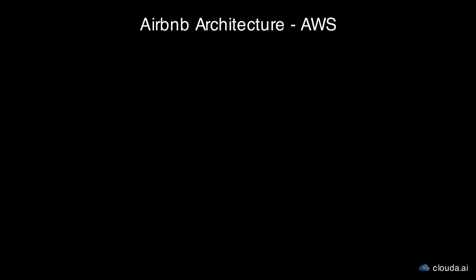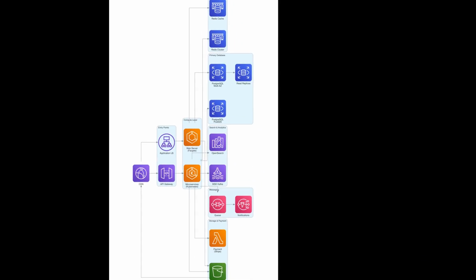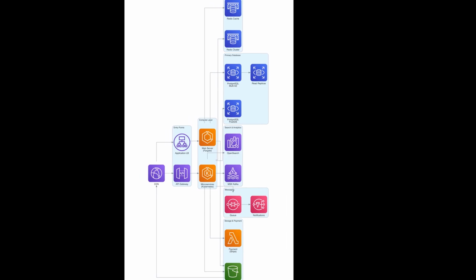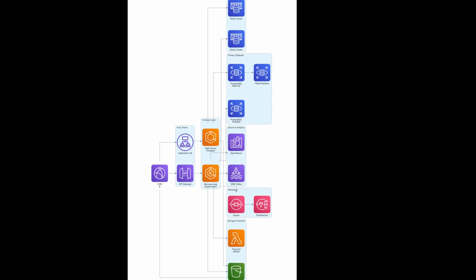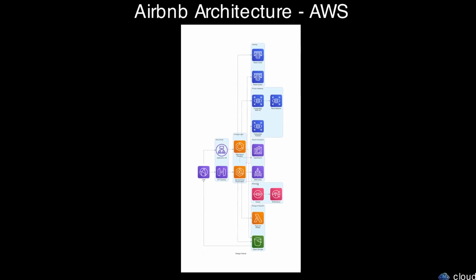Let's explore how to build an Airbnb scale platform on AWS. Here's our complete architecture designed for global reach, high availability, and seamless user experience. Starting at the entry point, we use Route 53 for DNS management with health checks and CloudFront as our CDN to deliver static assets with sub-50 millisecond latency worldwide. API Gateway handles request routing and rate limiting, directing traffic to our application load balancer. This combination ensures users get fast, reliable access from anywhere.